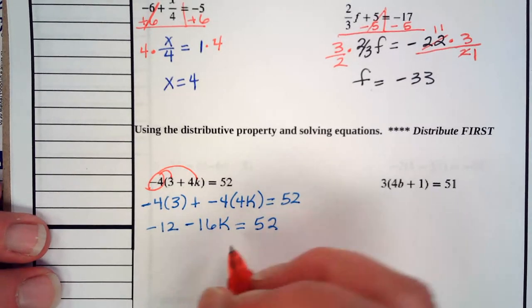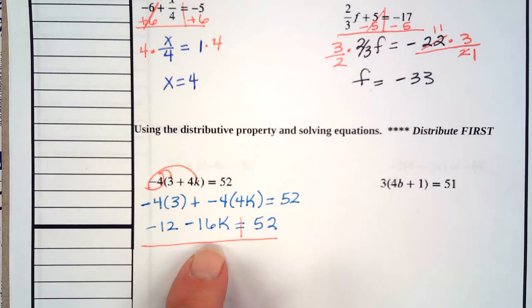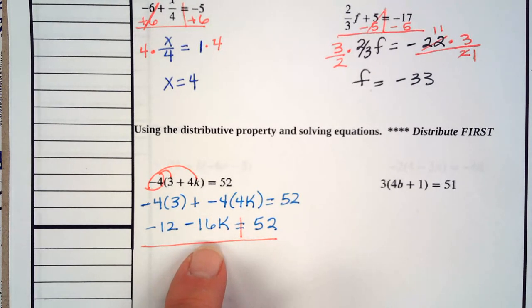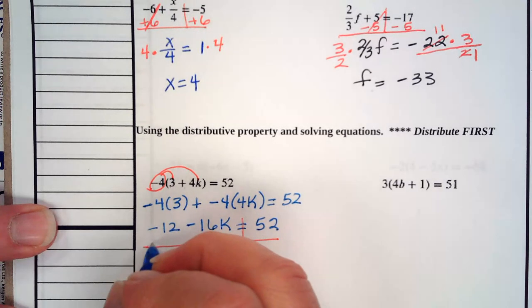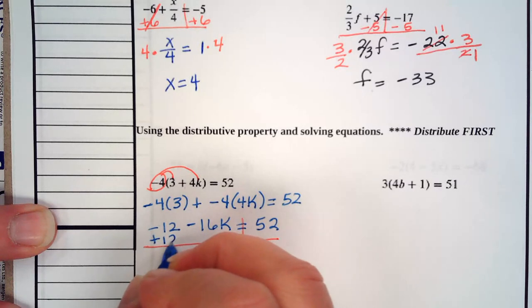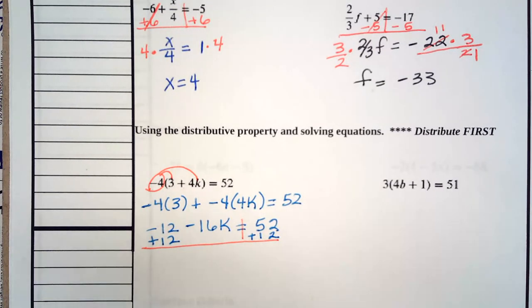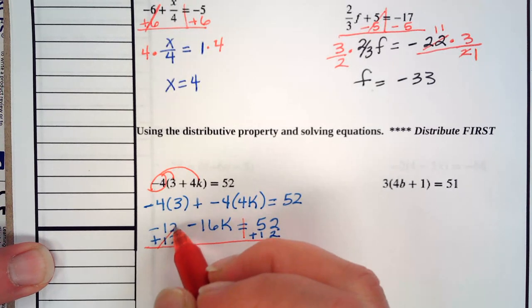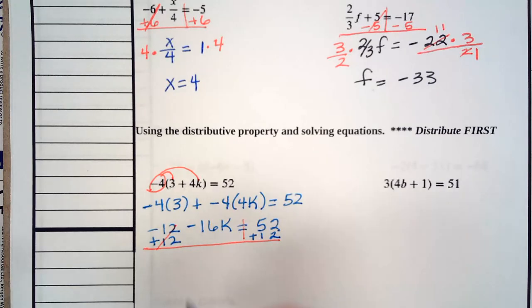Next step. I need to get my variable by itself. I've got negative 12 minus. The opposite of a negative 12 is a positive 12. Negative 12 plus 12 is 0. I've eliminated it from that side.